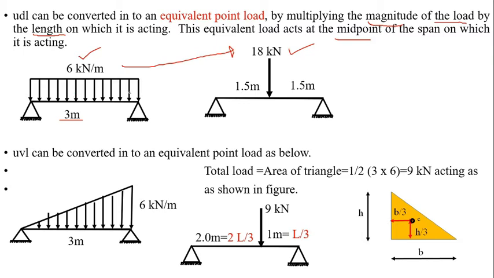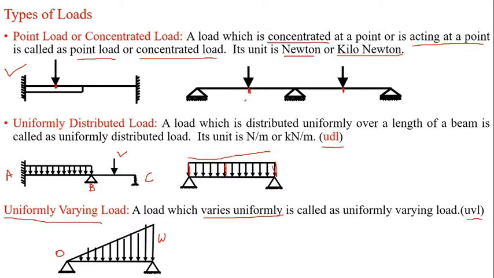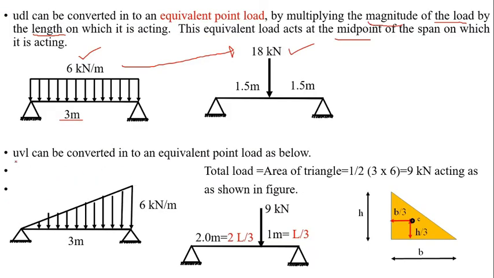Here the load is distributed over 3 meter length, and therefore, the equivalent point load is acting at 1.5 meter from the left hand support or 1.5 meter from the right hand support. Here in this figure, if suppose AB is equal to 8 meters, then the equivalent point load will act at 4 meters from support A or from support B, at the center of length on which load is distributed. Okay. Now, uniformly varying load.